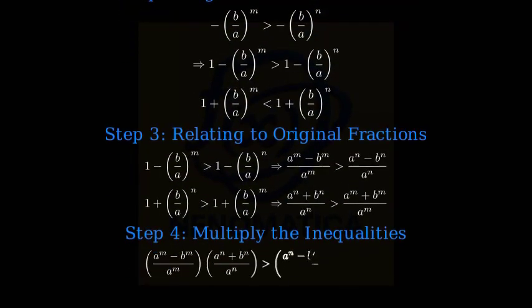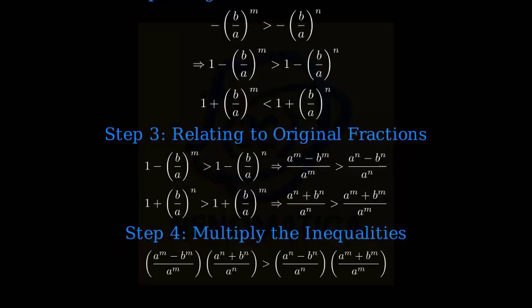We multiply the fractions and get that the product of (a to the m minus b to the m) over a to the m and (a to the n plus b to the n) over a to the n is greater than the product of (a to the n minus b to the n) over a to the n and (a to the m plus b to the m) over a to the m.